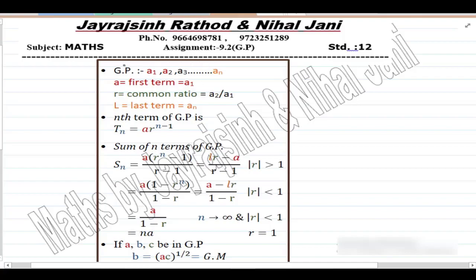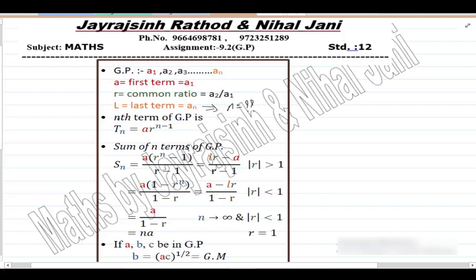Progress. First of all, let's recall commonly used terms in GP. Here one sequence is shown: A1, A2, A3 up to AN. Let's suppose it is in GP. Then small a will be your first term. Then the common ratio is denoted by small r, which can be found by taking the ratio of any two consecutive terms. Normally, we take the second term upon the first term. And the last term is denoted by L. Normally, this will be helpful to find the number of terms in the sequence.